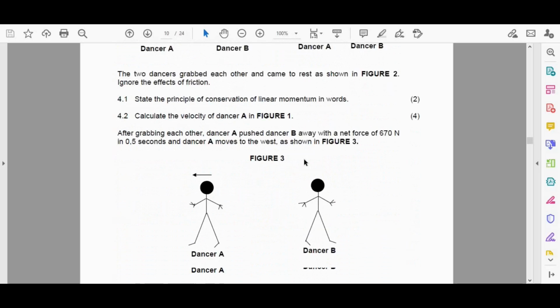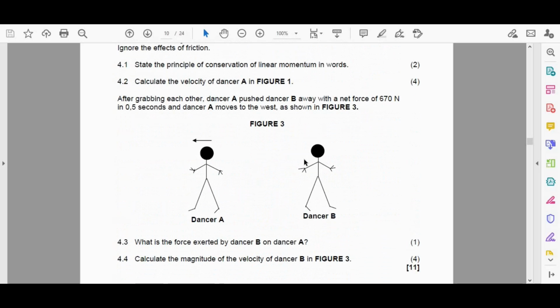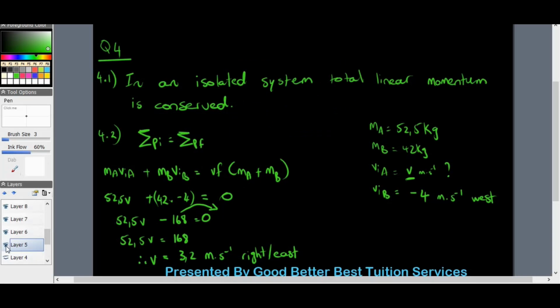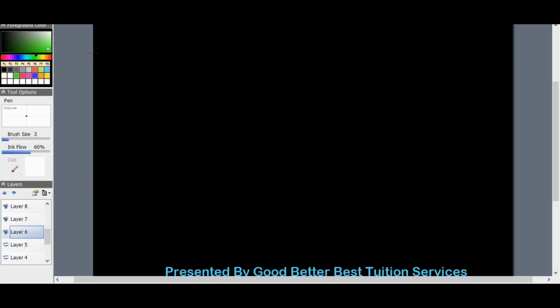Right, moving on. New scenario now, the scenario changes slightly. After grabbing each other, dancer A pushed dancer B away with a net force of 670 newtons in 0.5 seconds, and dancer A moves to the west as shown in figure 3. What is the force exerted by dancer B on dancer A? That is for 1 mark. That answer was mentioned to us in the scenario above. It is 670 newtons west.